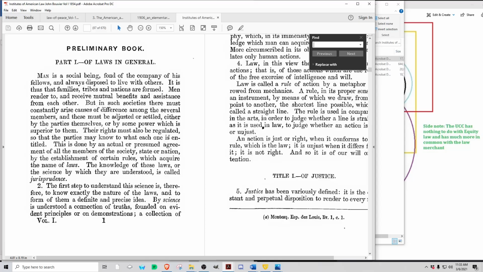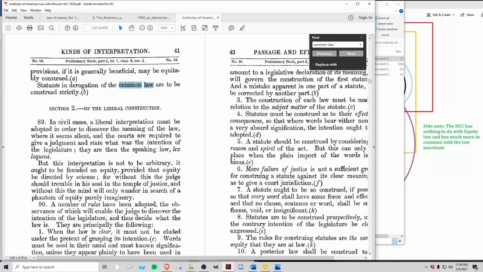Control and then hit the F button. And it'll bring up the find here. And all you have to do is just click in what you're looking for. So if you want to learn about, say, common law, you just type in common law and then you hit next. And it'll take you to the next place where the term is. So statutes in derogation of the common law are to be construed strictly. Now that's an interesting statement that came up just on the search.